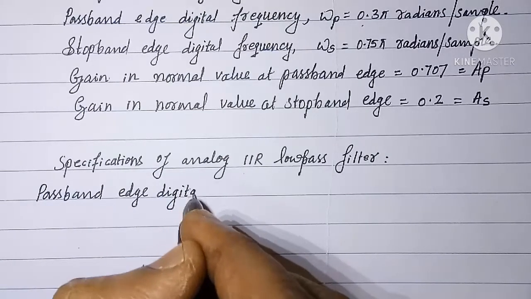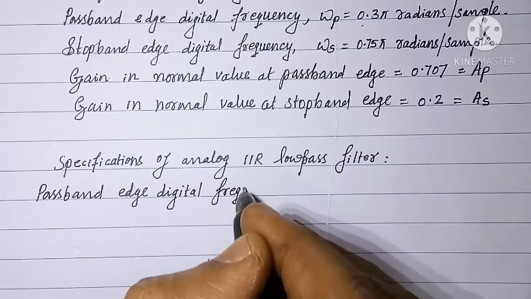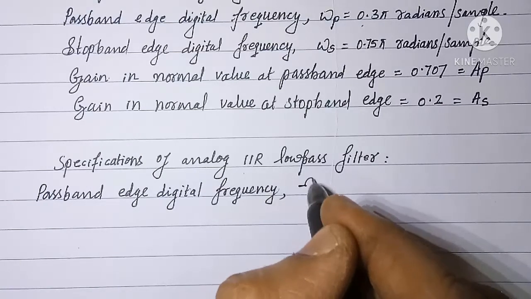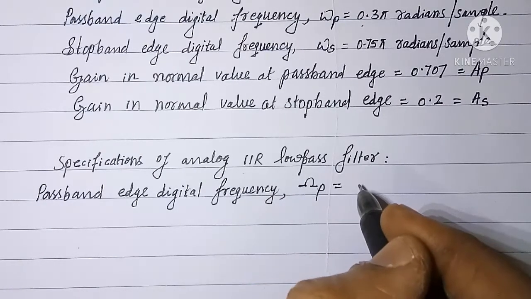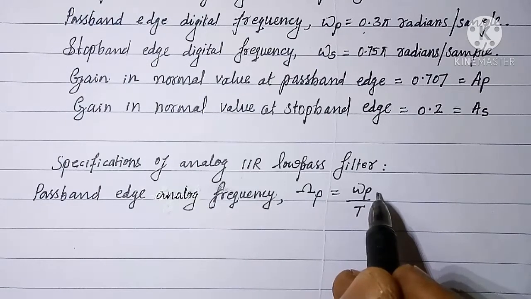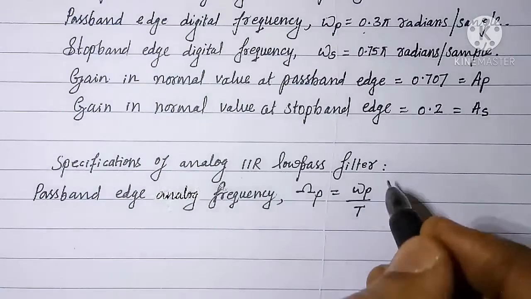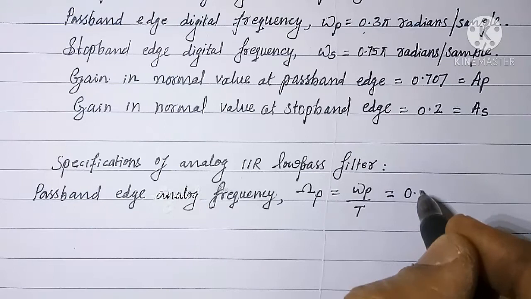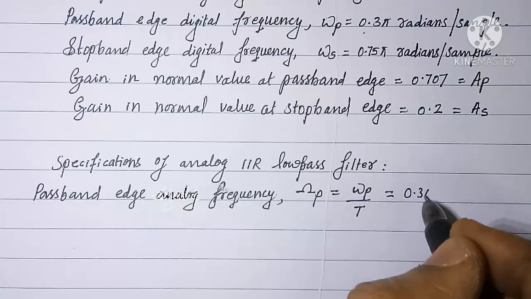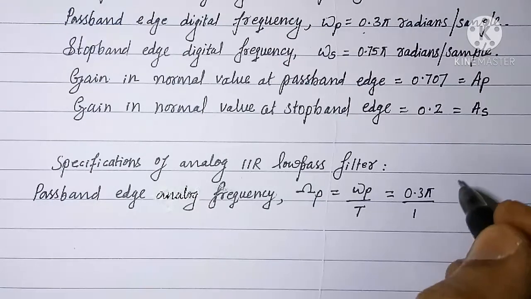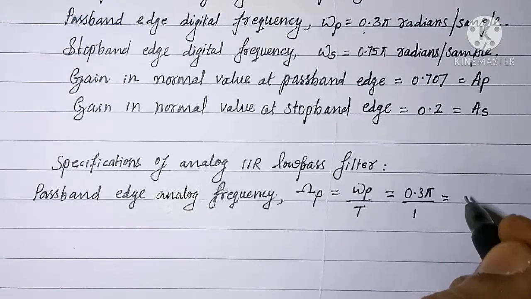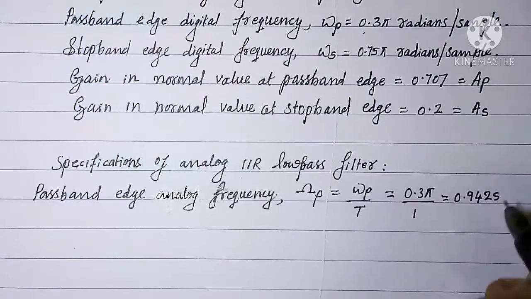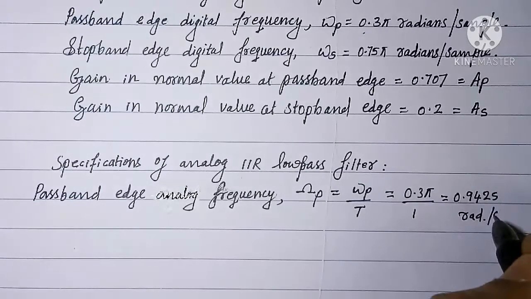Passband edge analog frequency omega p is equal to digital passband frequency omega p by sampling time T, that is equal to 0.3 pi by 1, that is equal to 0.9425 radians per second.